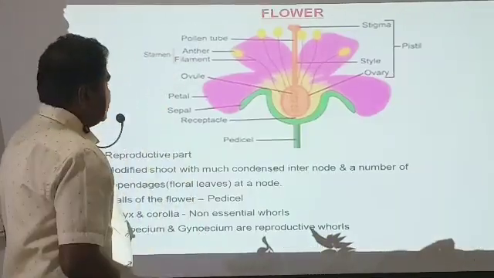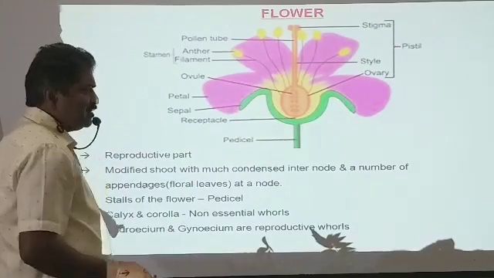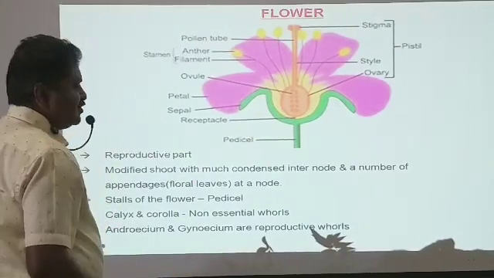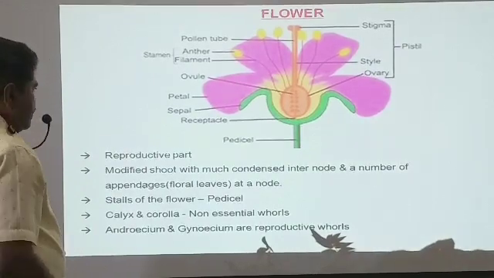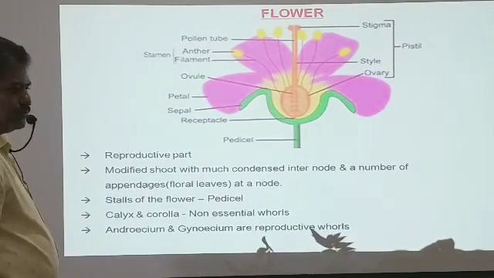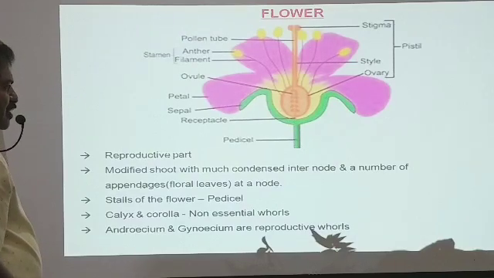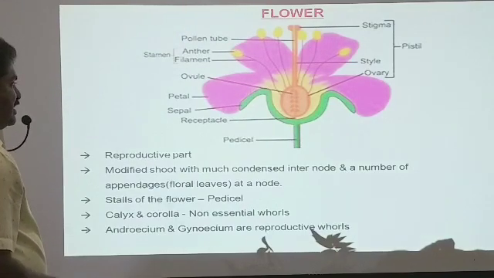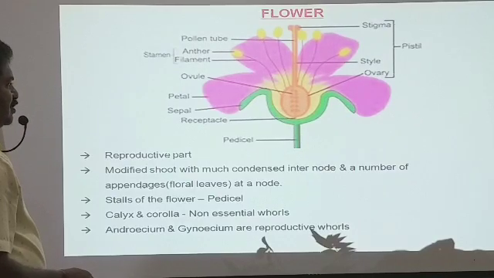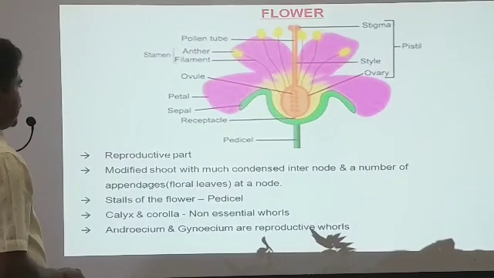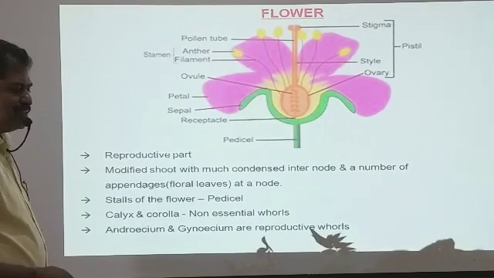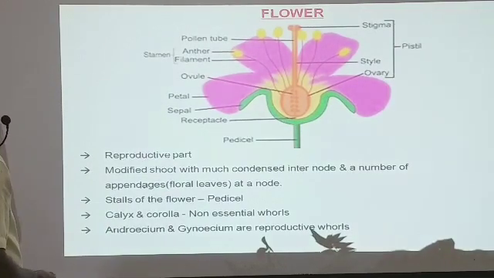Now let us see the flower. The flower is the reproductive part of the plant body, and it is a modified shoot. The shoot primordium becomes a modified shoot with condensed internodes and a number of appendages, that means the floral leaves at the nodal region. The stalk of the flower is called the pedicel. Here spelling mistakes are there. The stalk, S-T-A-L-K. The stalk of the flower is called the pedicel.